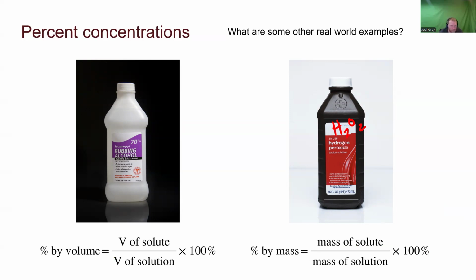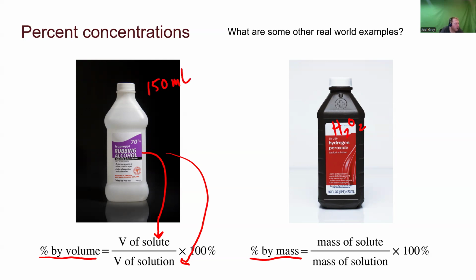But anyway, percent by volume and percent by mass is what that's looking at. Essentially, rubbing alcohol, this isopropyl alcohol or isopropanol, is a liquid mixed with water, in which case the solute is a liquid. The total solution is also a liquid. It is a mixture.